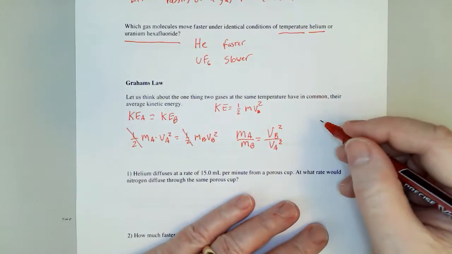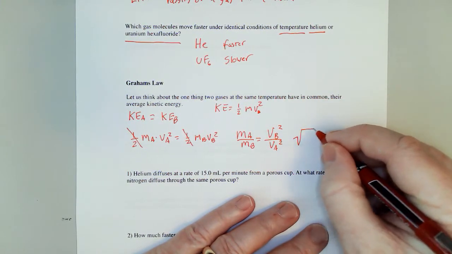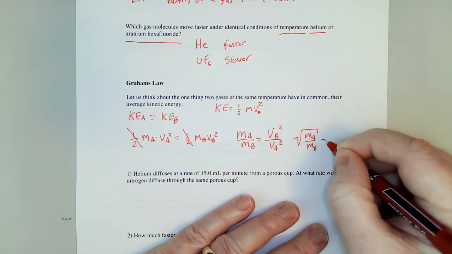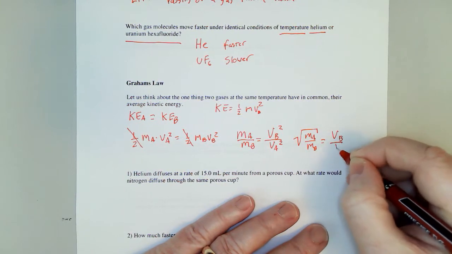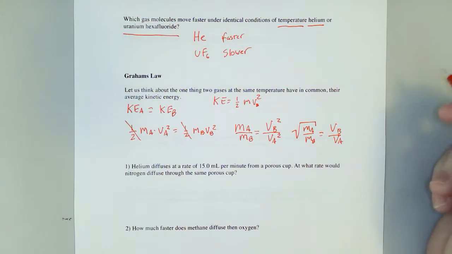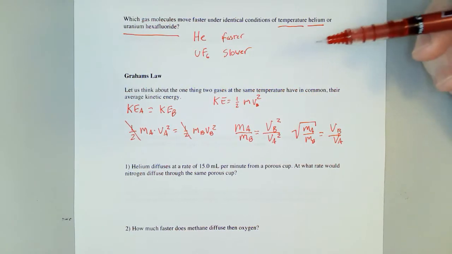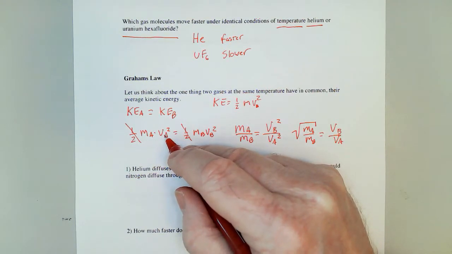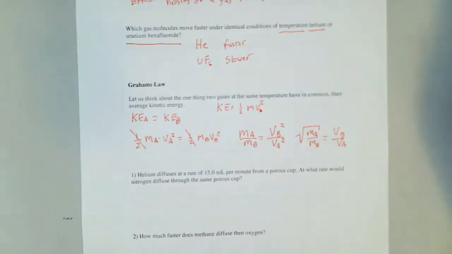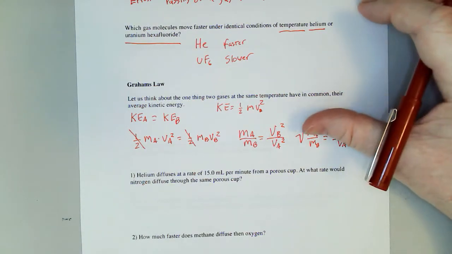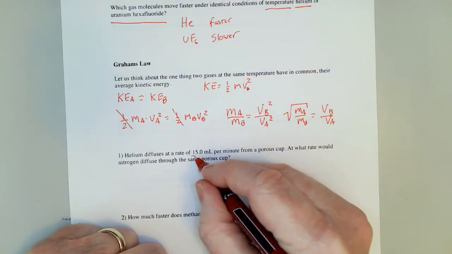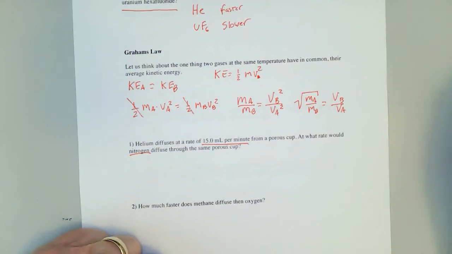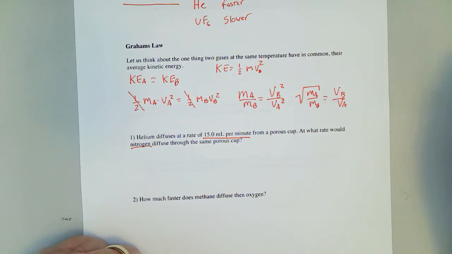And this is very often presented as the square root of the molar mass of A over the molar mass of B equals the velocity of B over the velocity of A. What is this saying? It's saying the lighter gases move faster and the heavier gases move slower. So let's imagine we've got some helium. It's diffusing at a rate of 15 milliliters per minute. How fast would nitrogen diffuse under the same circumstances?